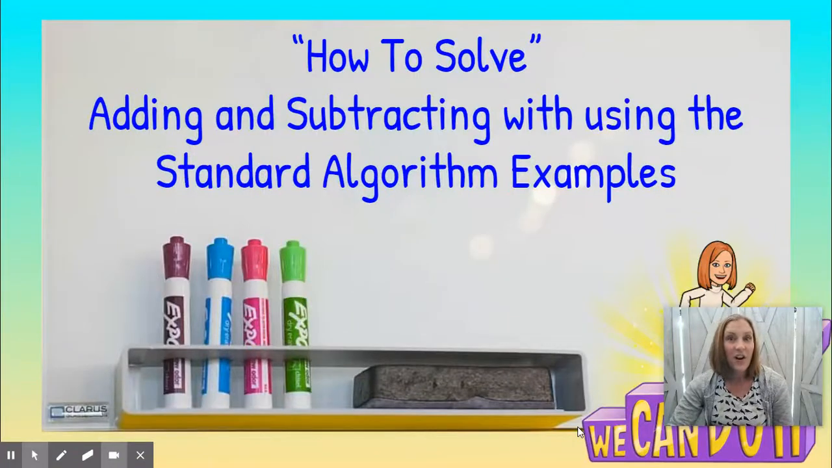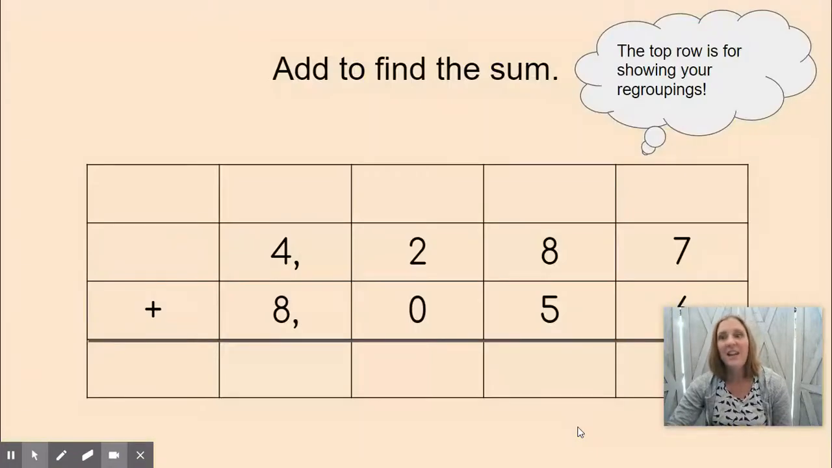So here are our examples. Find the sum. Okay, so top row is where we're going to be doing our regrouping. So 7 plus 6 gives us 13. Okay, and then we have 8 plus 5 plus 1 gives us 14. 1 plus 2 is 3, and 4 plus 4 is 8, which gives us our final answer of 12,343.